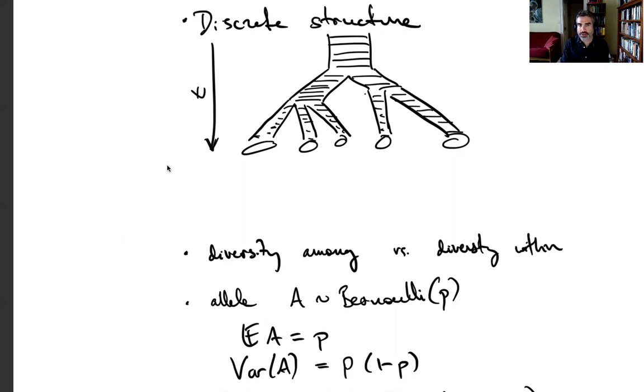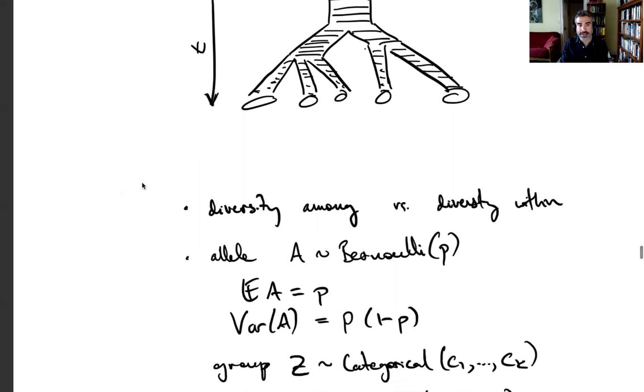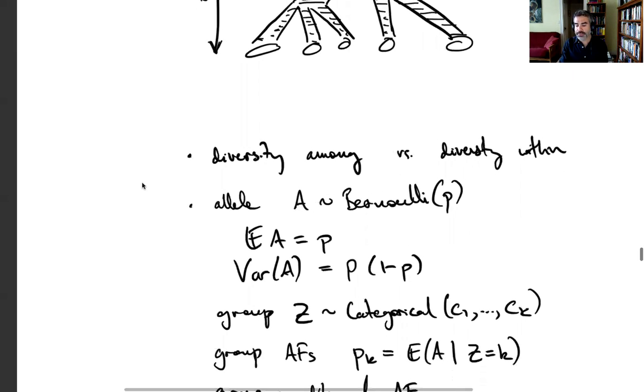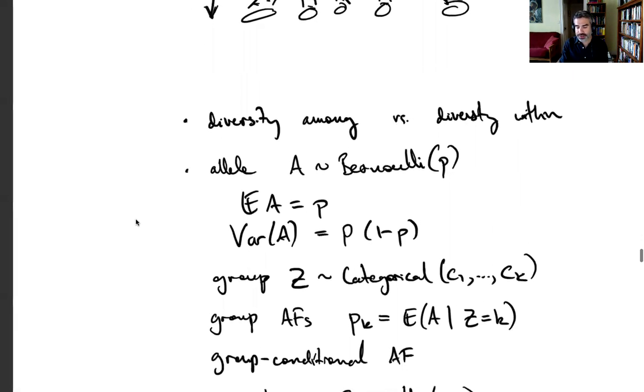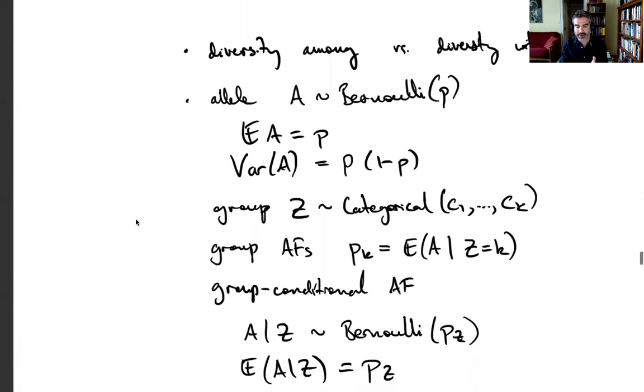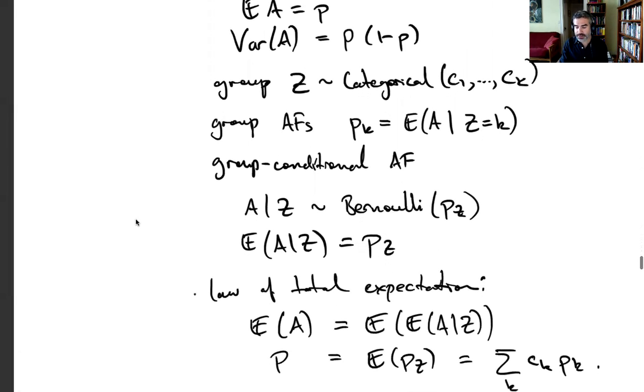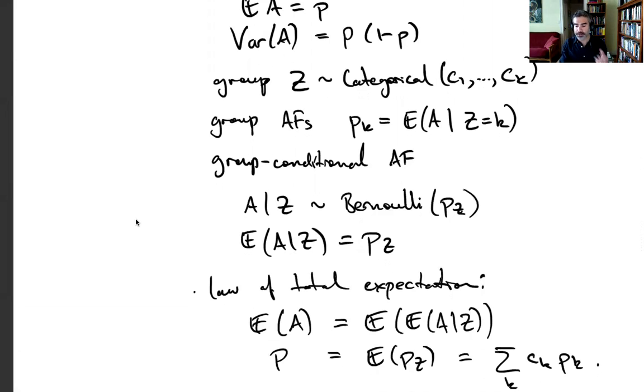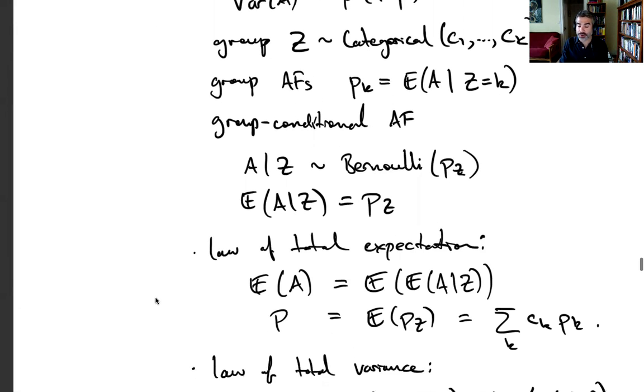So let's also think of the group identity of the selected haploid as a random variable. I'm going to call that Z. It's a categorical random variable, and these C_Ks here are the relative group sizes. And so I'm going to write P_K for the group-specific allele frequencies. You can write the group conditional allele frequency then as a random variable P_Z. And the law of total expectation expresses P as a weighted sum of the group-specific allele frequencies, P_K. Not surprising. What's a little more interesting is the law of total variance.